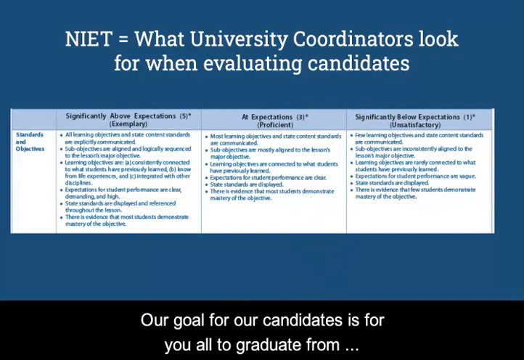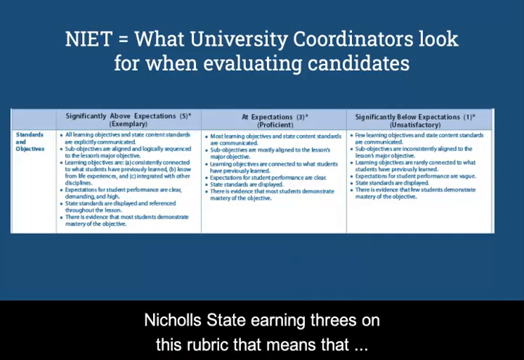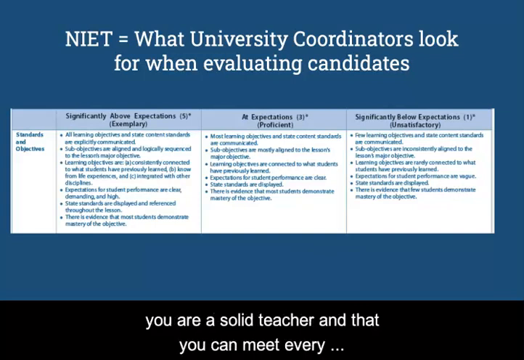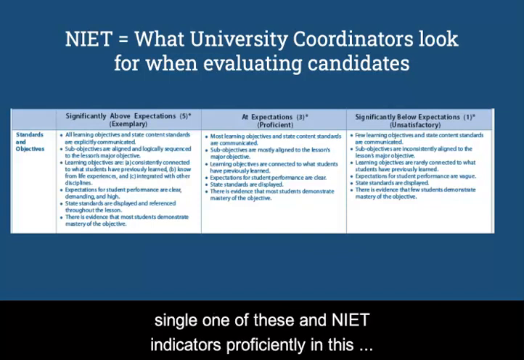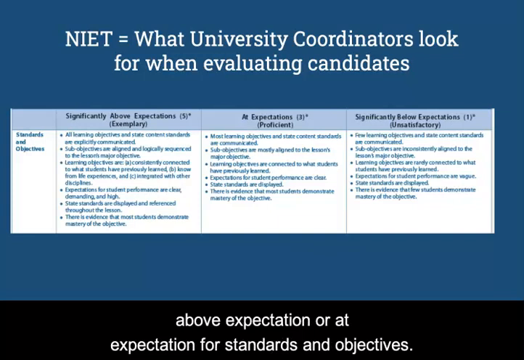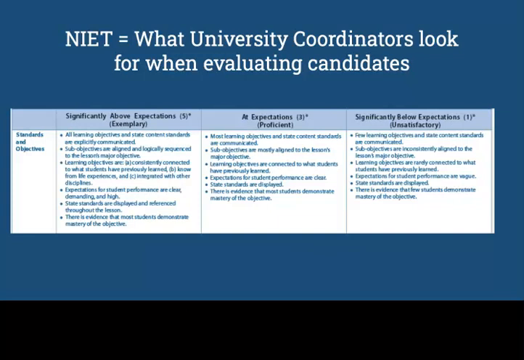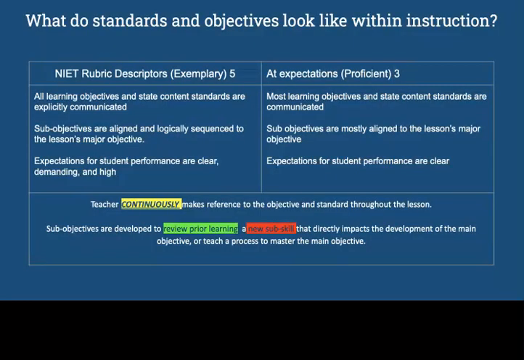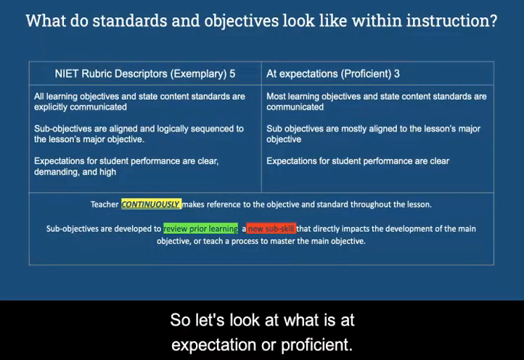Our goal for our candidates is for you all to graduate from Nichols State earning 3s on this rubric. That means that you are a solid teacher and that you can meet every single one of these NIET indicators proficiently. In this lecture, we are going to focus on how to get significantly above expectation or at expectation for standards and objectives. So let's look at what is at expectation or proficient.